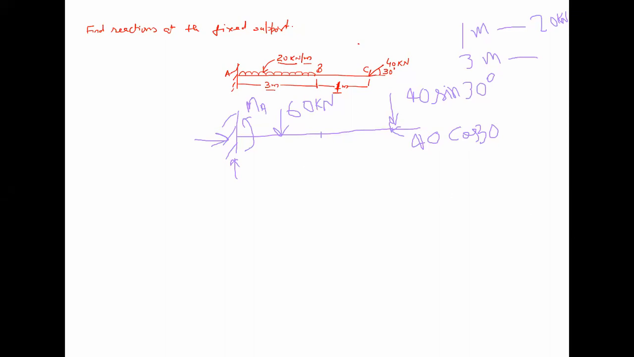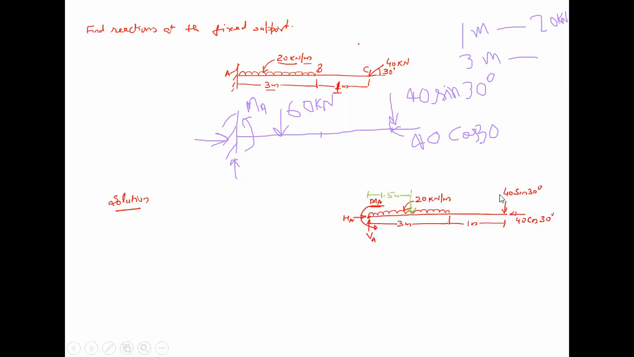Okay, so this is one way. Now there is another way where I am not replacing this UDL by 60 kilonewton, but I am taking the problem as it is, and we will try to solve. Okay, good. So this is the situation. Here I have drawn the FBD of the whole system, right? I think the FBD of the whole system is clear to all of you. The same thing. I am here taking components of this 40 kilonewton into its horizontal and vertical direction, and for the fixed support I'm applying HA, VA, and MA.